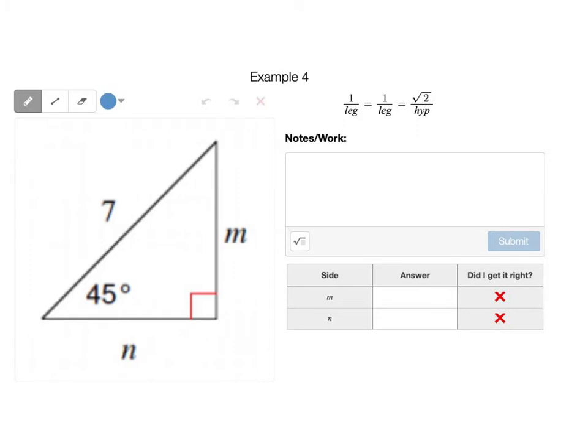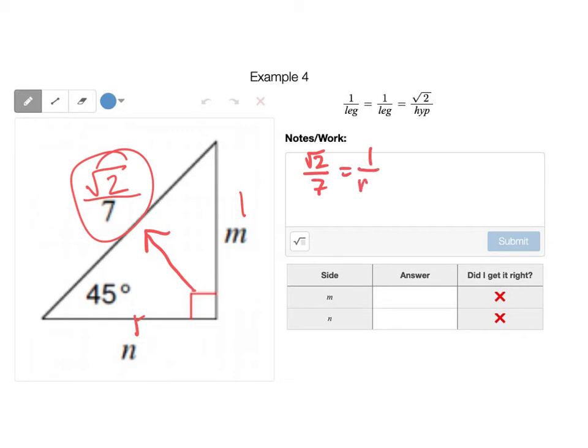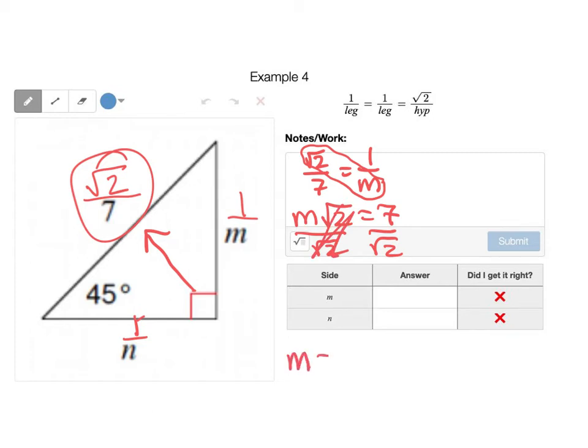Okay, we have another one. My root 2 goes over the 7. I have 1 and 1. Okay, so root 2 over 7 equals 1 over m. Cross multiply, m root 2 equals 7. Divide, and again, you kind of have choices. So m, you can leave 7 over root 2, or you can do my trick and make it 7 root 2 over 2. Either one.